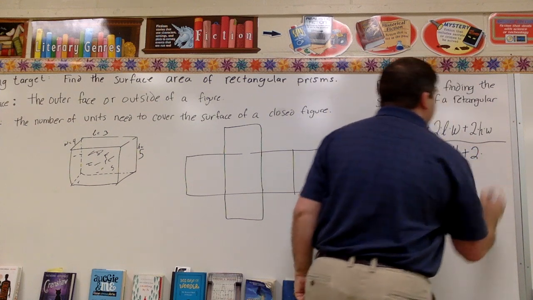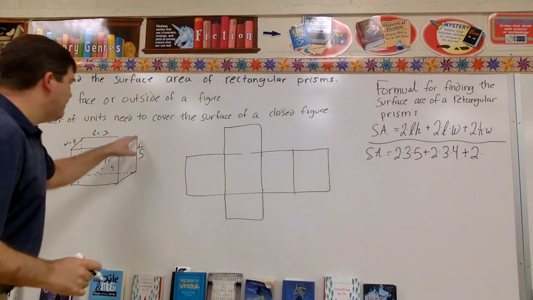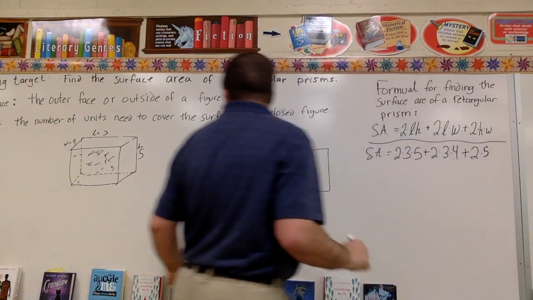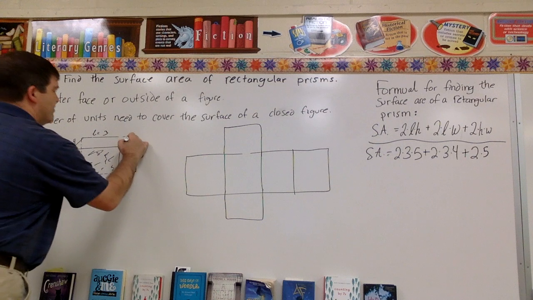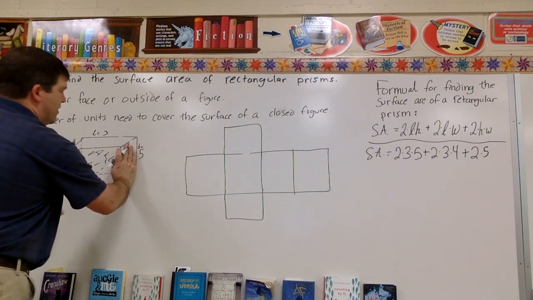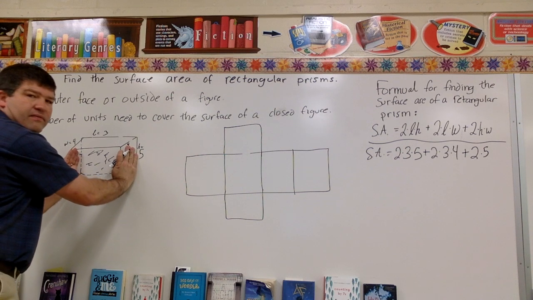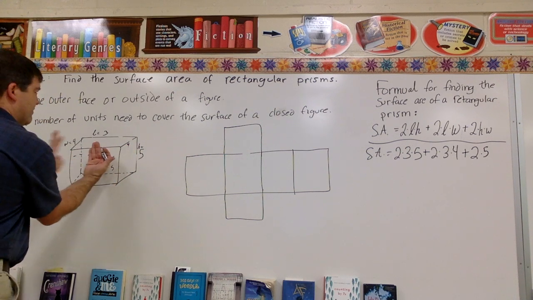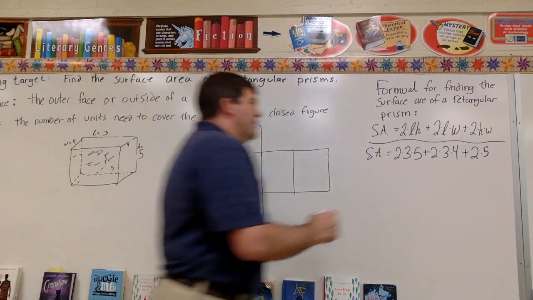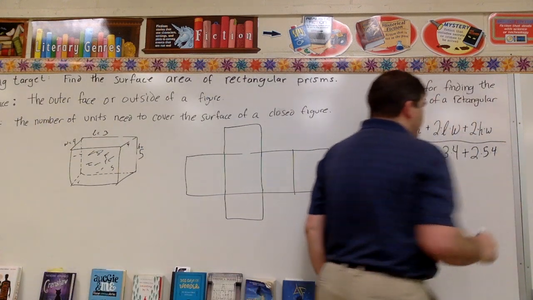Plus 2 times my height is 5. And my width, I know it's a 4 here, so this has to be a 4 too. So the width is 4. So now I'm getting this one and this one. So the first one is the front and the back, then the top and the bottom, then the 2 sides. There you go.